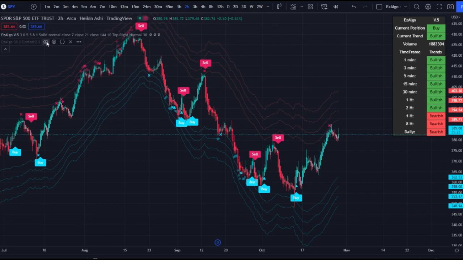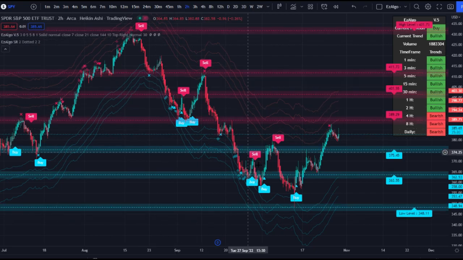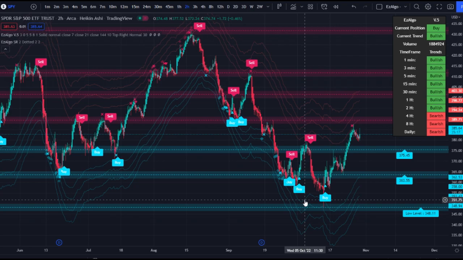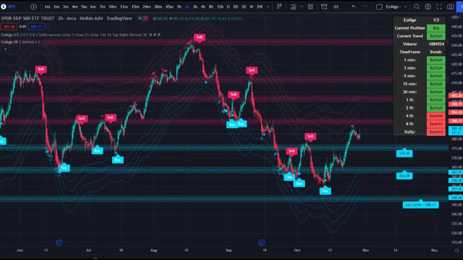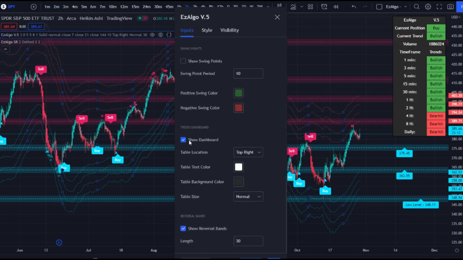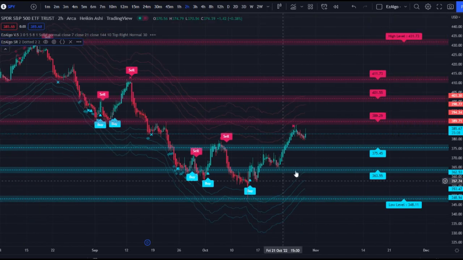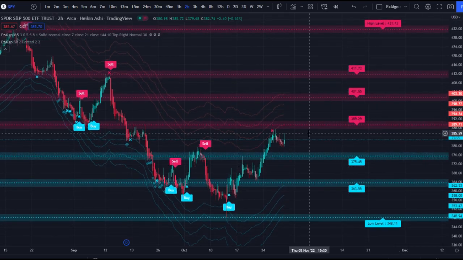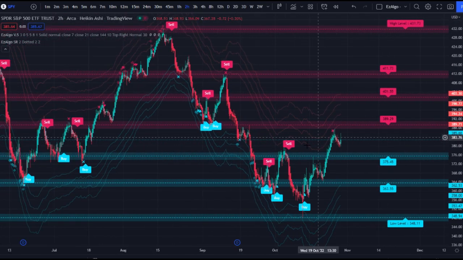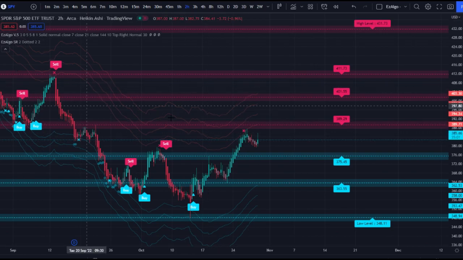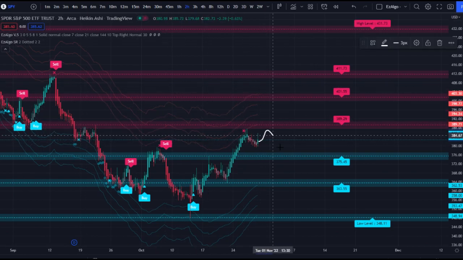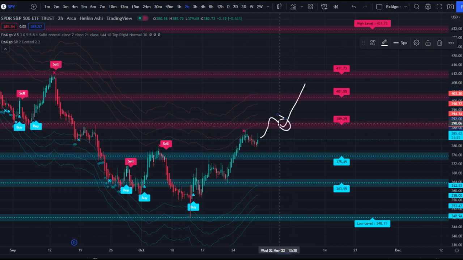And now let me show you what it looks like when you throw the EzAlgo SR on. So you can just see price respects these zones super well, especially when you're on a higher time frame. And let me actually turn this trend dashboard off because we don't need that right now. So you'll be able to see we're actually approaching this resistance zone here on the 2-hour time frame. So what I'd be looking for from here is some sort of rejection right here, maybe forming a double top, or if we could actually break out of this resistance and reclaim and look for a long on that retest. So those are some ideas currently for the SPY.